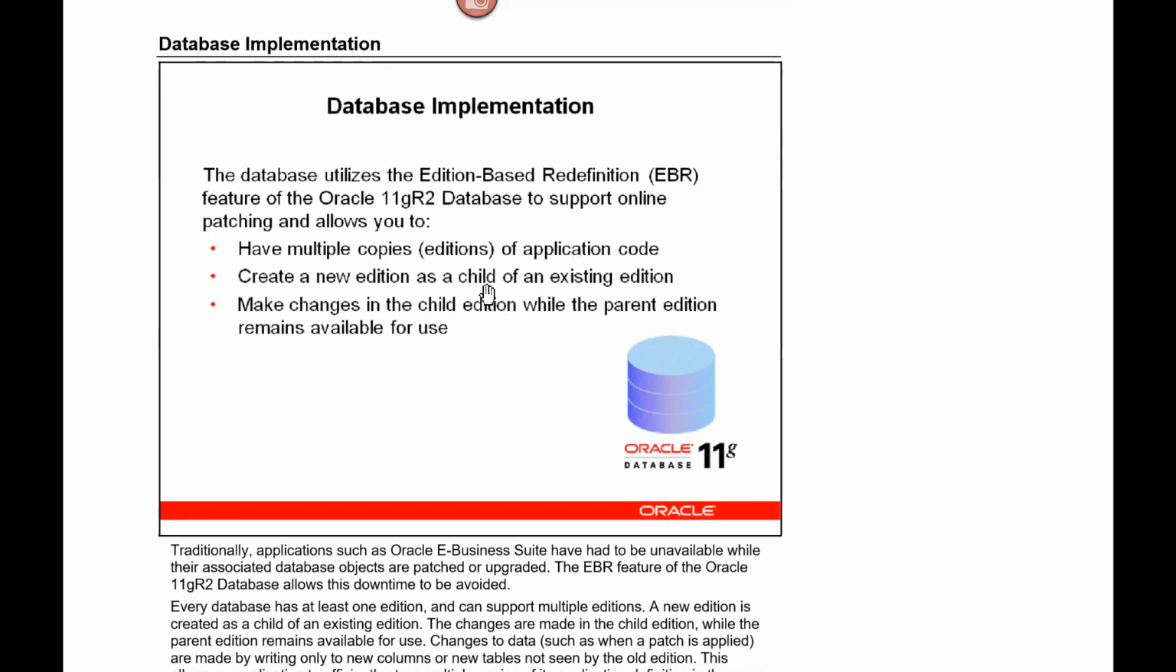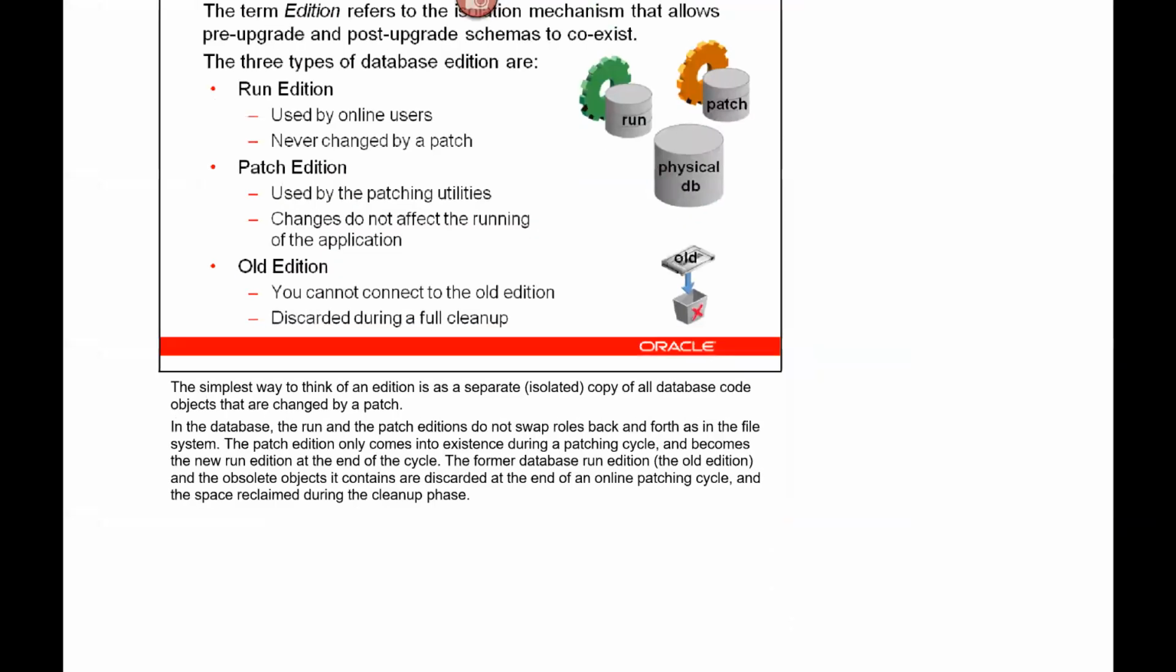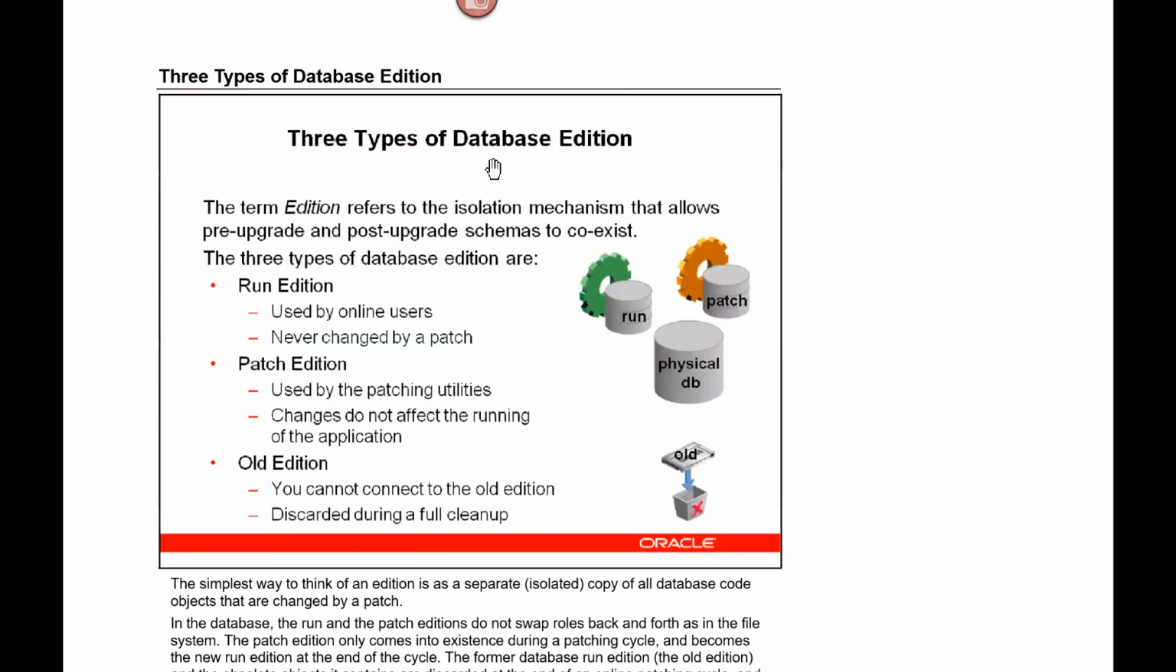It creates a new edition as a child of the existing edition. So there will be one edition, and it maintains a child of it. Changes are made in the child edition while the parent is being used. Just like FS1 and FS2, the parent edition will be available for the end users, whereas the child edition will be used for patching purposes. There are three types of editions, though you cannot see them. FS1 and FS2 you can see, but with respect to the database, you cannot. You just have to assume that internally there is something called a run edition and a patch edition.